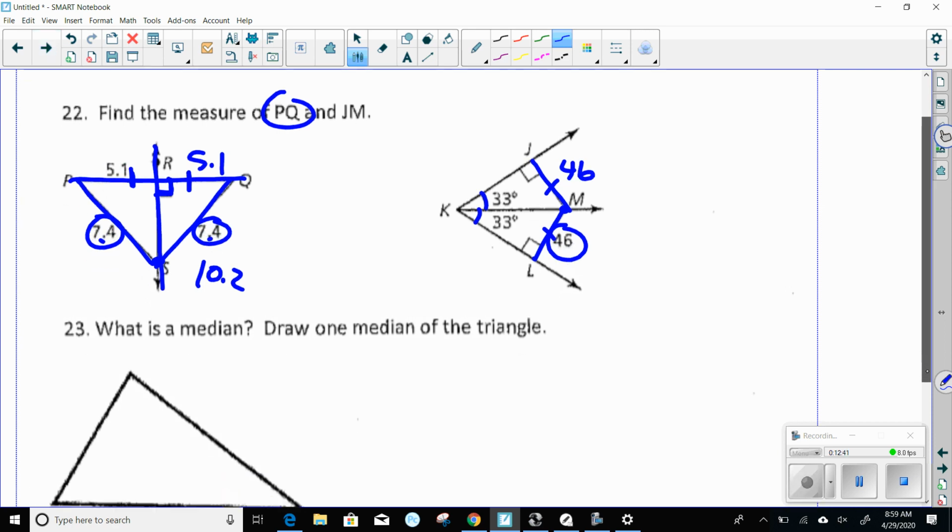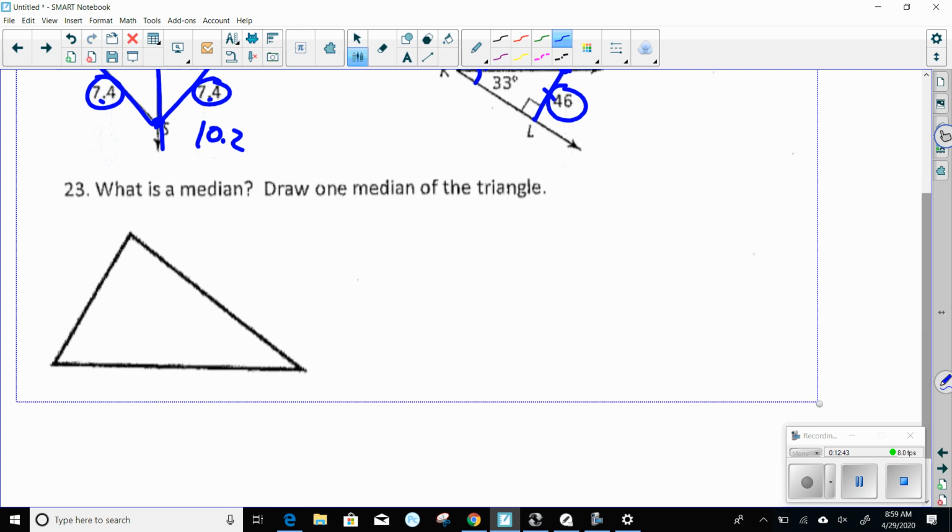What's a median? Draw one median of the triangle. Okay, just remember the median goes from the vertex to the midpoint of the opposite side. So let's say that's the midpoint. Okay, that'd be my median right there. I could draw them all. Like here's my median, there's my midpoint of that side.